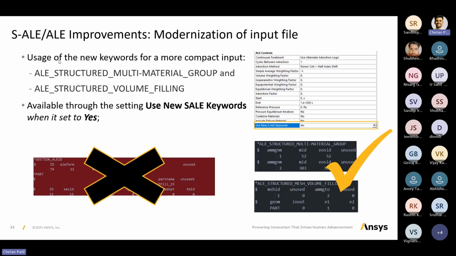Then coming to the ALE part. Basically in LS-DYNA, SALE, that is structured ALE, has new and shorter keywords that make the input file cleaner and easier to write. So you don't have to make use of such tabular data now. Whenever you are using the first line command, the first keyword defines a group of materials in a structured ALE mesh using one compact keyword instead of multiple long blocks. So whenever you turn on the option to make use of the SALE keywords, this option gets turned on and you can write such compact input keywords.